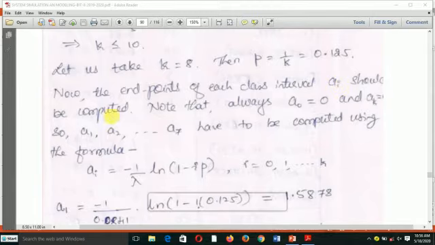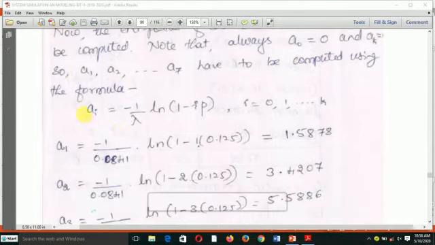So the end points of each class interval ai should be computed. How are we going to compute it? We know that a0 will be equal to 0, ak will be equal to k, and so on. So we have to use the formula: ai will be equal to minus 1 over lambda times the logarithm of 1 minus i multiplied by p, for i going from 0 to k.